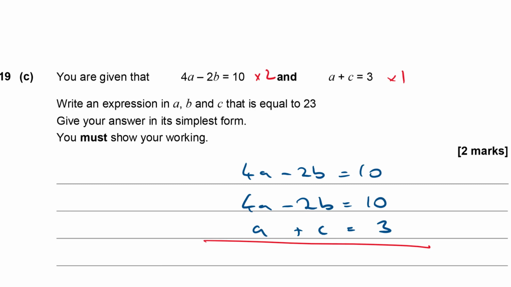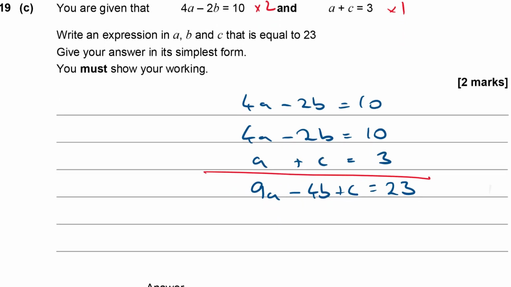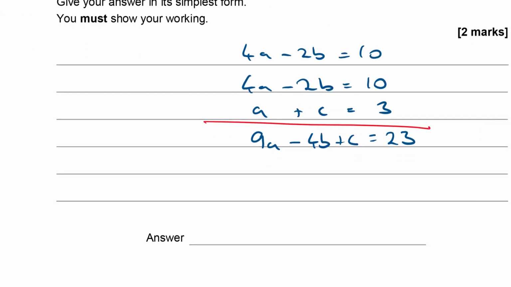Okay, so 4a, 4a, and a is 9a. I've got minus 2b, minus 2b is minus 4b, and a plus c, which is plus c, and then I've got 10, 10, and 3, making 23. So 9a minus 4b plus c is equal to 23. Okay, and that's my expression. Can I simplify it? It's already as simple as it's going to get, I think. 9a minus 4b plus c is equal to 23.